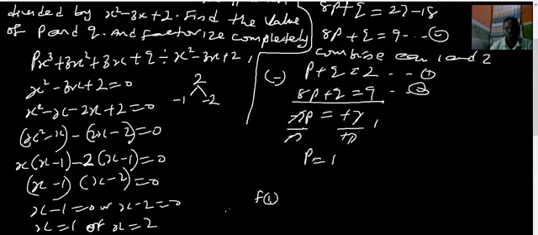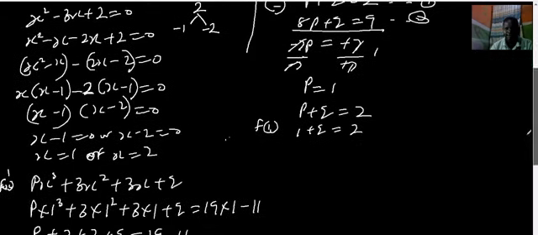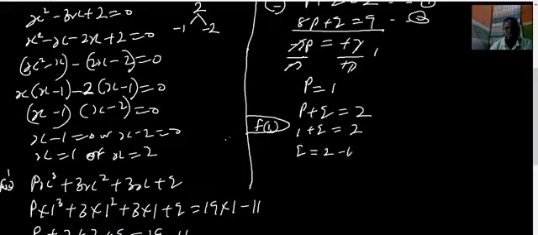So when you substitute this p into equation 1, equation 1 is equal to 2. So when p is 1, 1 plus q equal to 2, so what you have here is q equal to 2 minus 1, which is 1. Therefore p equal to 1, and then q equal to 1.